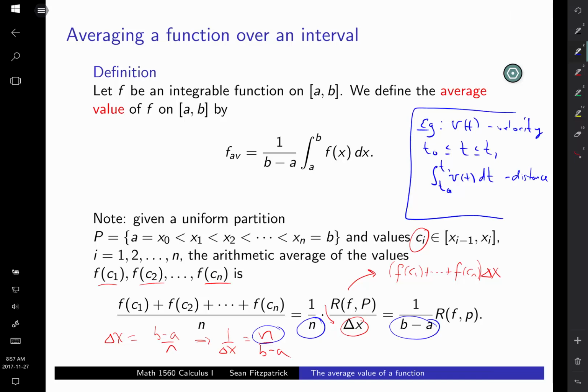And now if you take the limit as n goes to infinity, then of course on the right hand side, when we take the limit as n goes to infinity of the Riemann sum, what we get is exactly the integral. So this is one way to think about why this makes sense as a definition of average. It's this limiting value, this continuous limit of the usual arithmetic average when you move from a finite number of points to a function which is continuously varying over some interval.